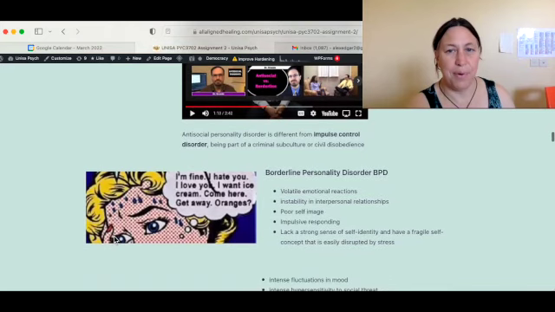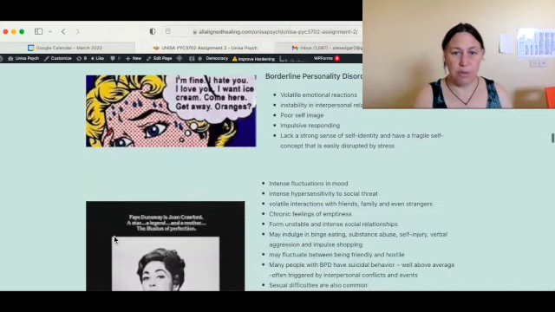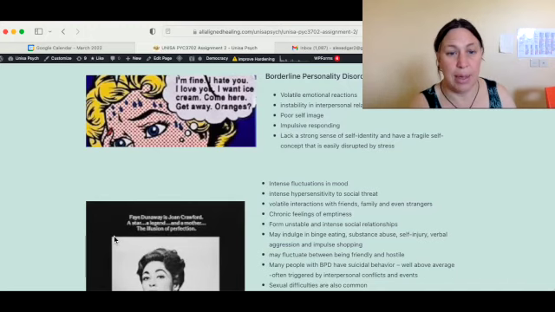Okay. Borderline personality disorder. People with borderline personality disorder have volatile emotional reactions, unstable interpersonal relationships, poor self-image, impulsive responding, lack a strong sense of self-identity, and a fragile self-concept. Fluctuations in mood, volatile interactions, chronic emptiness, possibly substance abuse, may fluctuate between being friendly and hostile, and many people have suicidal behavior. It is a risk. So therefore, borderline personality disorder does need to be treated with care.